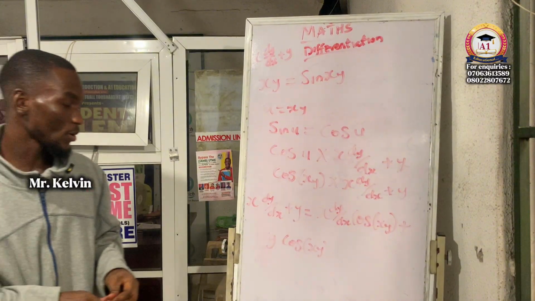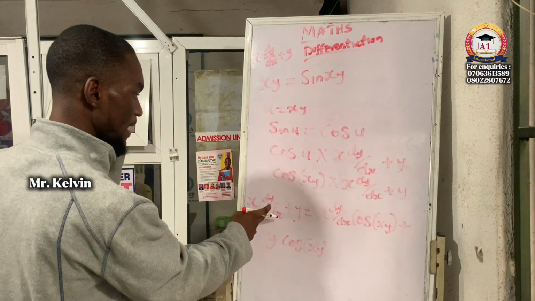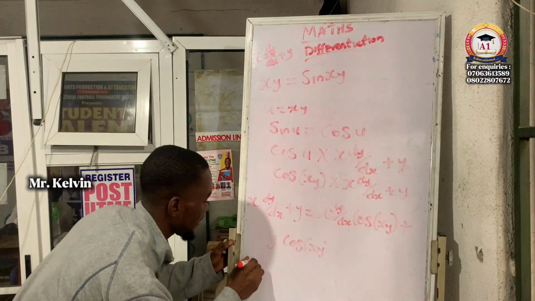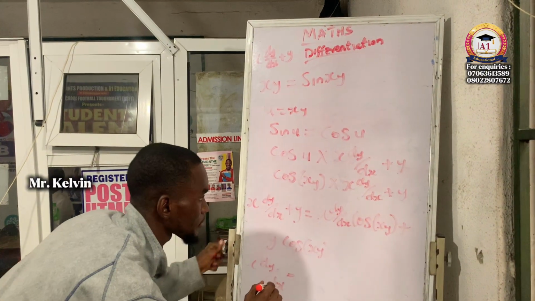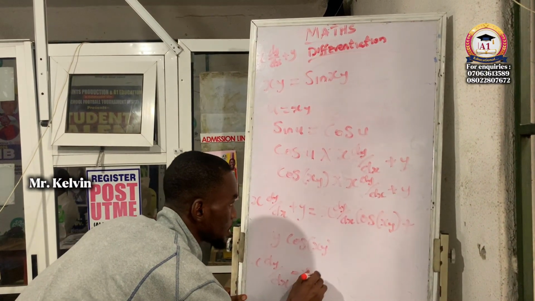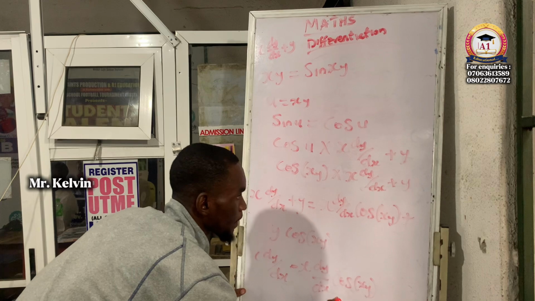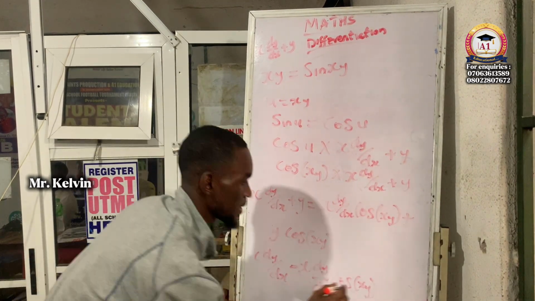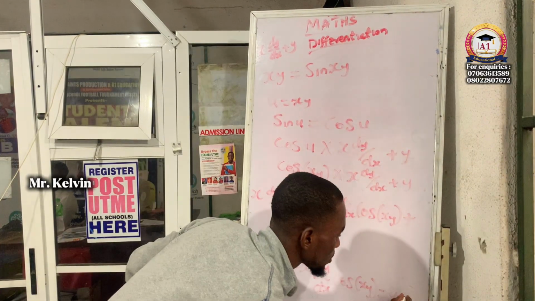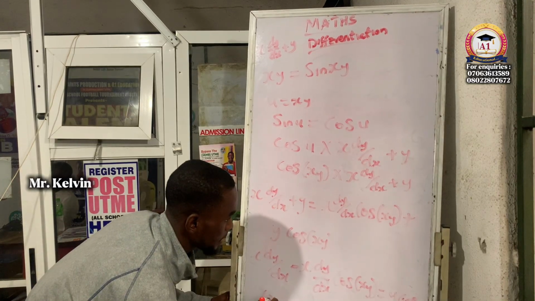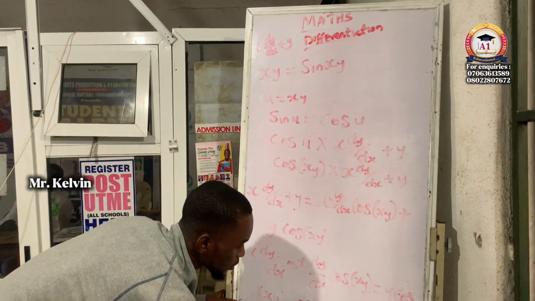Now we are going to collect like terms. Anything that has dy/dx will come to one side. So the x dy/dx term on the right comes to this side to be minus x dy/dx cos(xy). This will go to the other side, equal to y cos(xy), then this y crossing to the other side to be minus y.